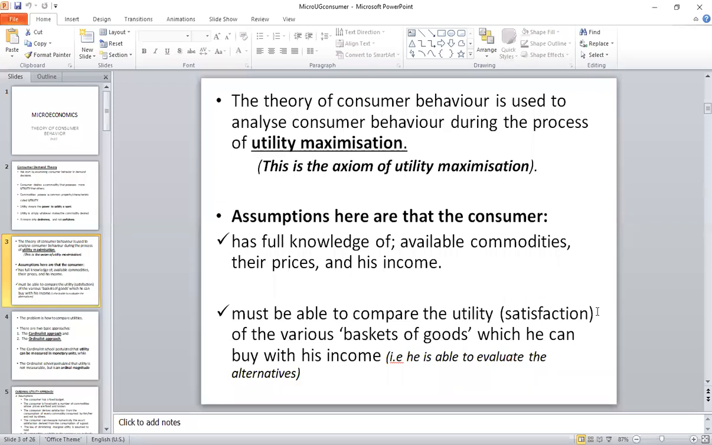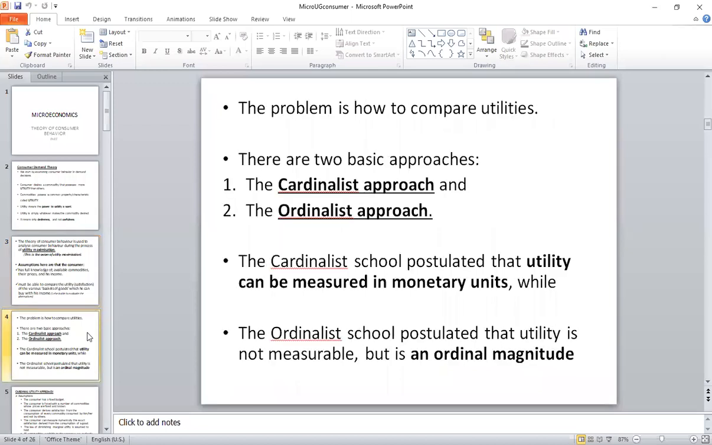So basically we have a problem here. And the problem is comparison of utilities. And how did the economists solve that problem? So there are 2 approaches. There are 2 approaches to the comparisons of utilities. Like they are trying to help the individual to be able to compare utilities. We have the cardinalist approach and ordinalist approach.